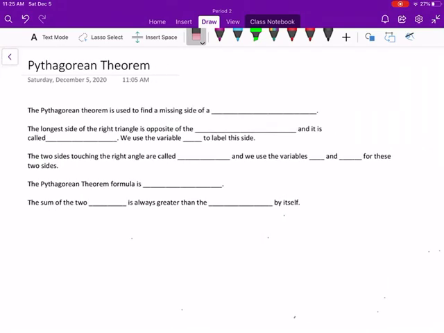Hello guys, this video is going to be a review of what we have learned about the Pythagorean theorem. The Pythagorean theorem is used to find a missing side of a right triangle. So remember, all triangles have three sides. We know that, right? But if we're missing one of them on a right triangle, then we can use the Pythagorean theorem to find the missing side.